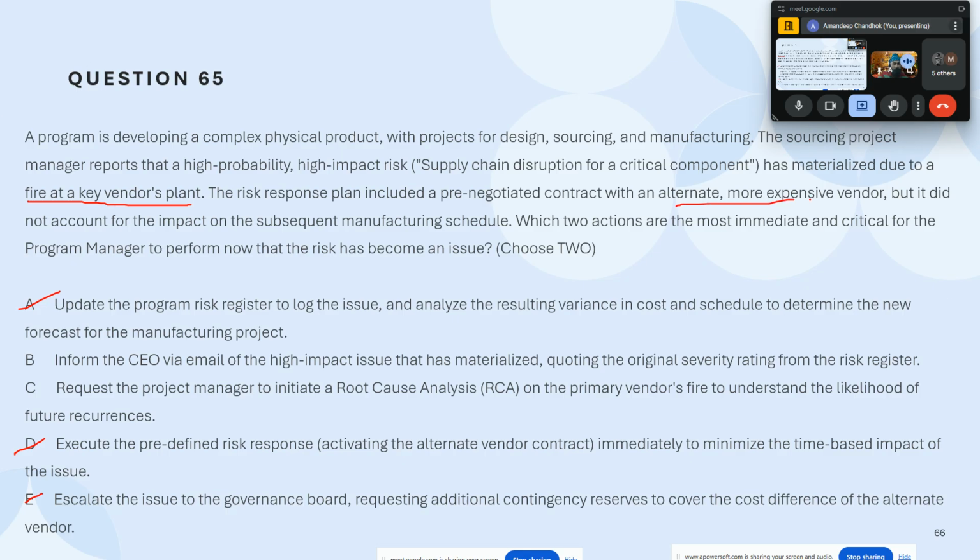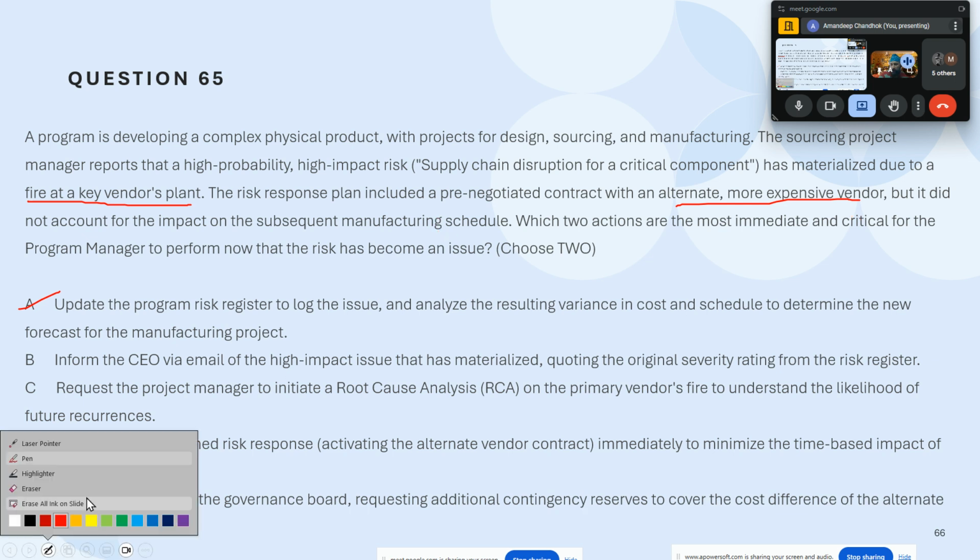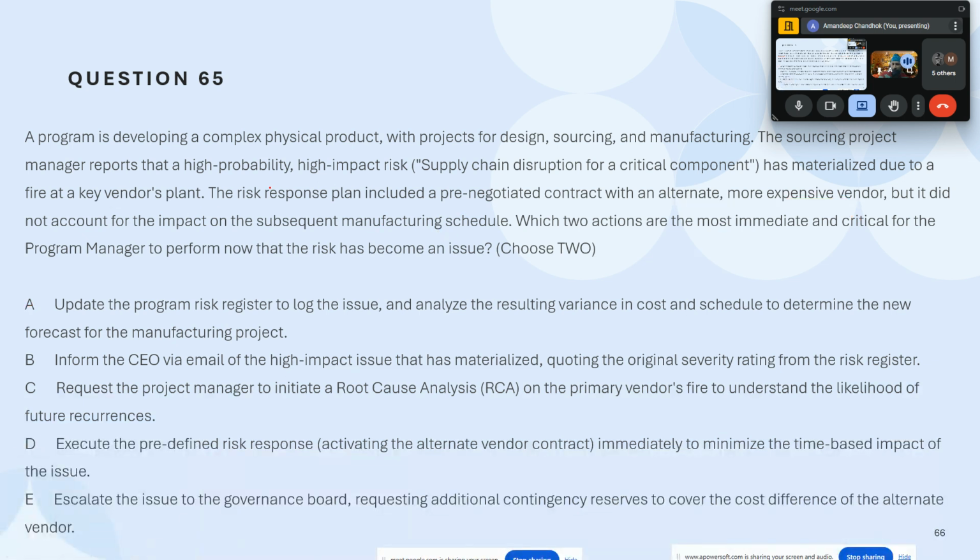More expensive. And when we say risk response, we have already identified this is the more expensive vendor, for which we would obviously have put a contingency reserve. But is the question on contingency reserve over here? Think of it from this perspective. A risk has materialized. Do we have a response plan? Yes, we do have a response plan. So ignore the words more expensive for a minute. Risk has materialized. Do we have a response plan? Yes, we do have it.